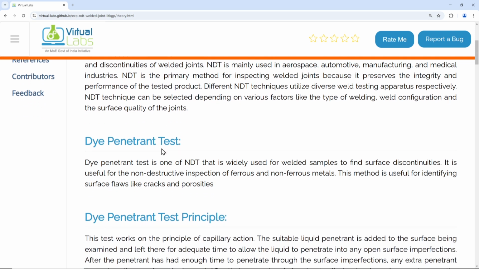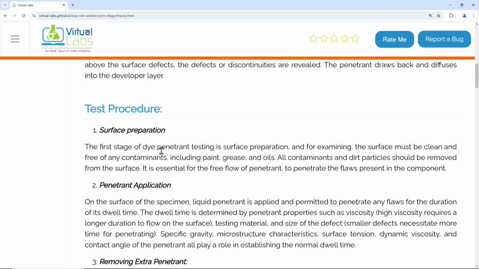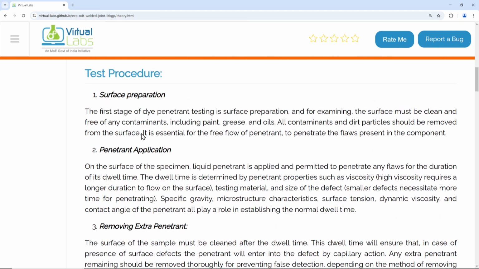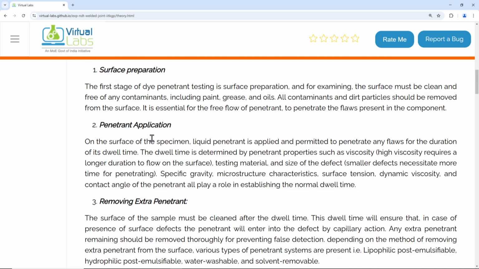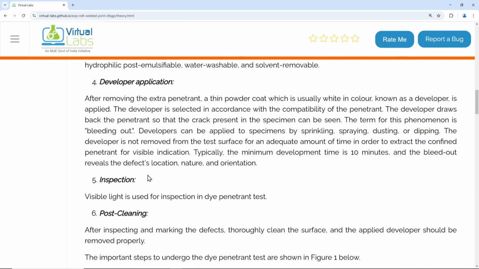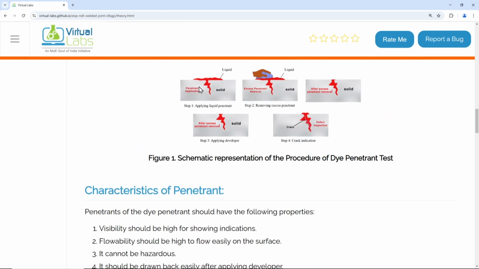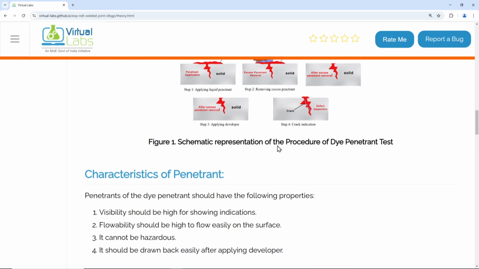Only the dye penetrant test could be there, which could be surface penetration, so that we see any voids etc. in the welded joint. Penetrant application, removing extra penetrant. This is the procedure how it goes. This is how it is penetrated here. The liquid is penetrated here. I mean, try to see or try to have the image while passing light through this.